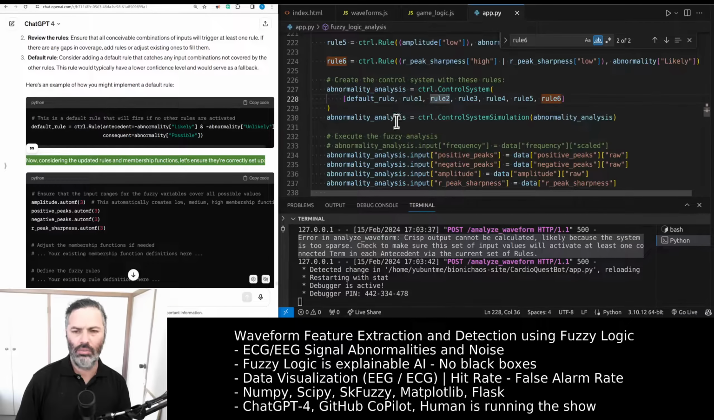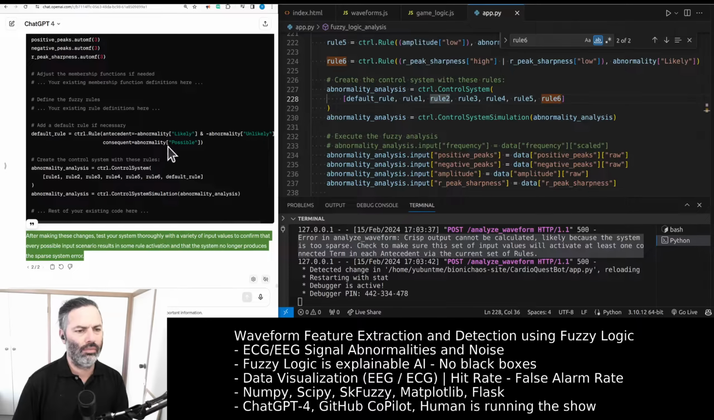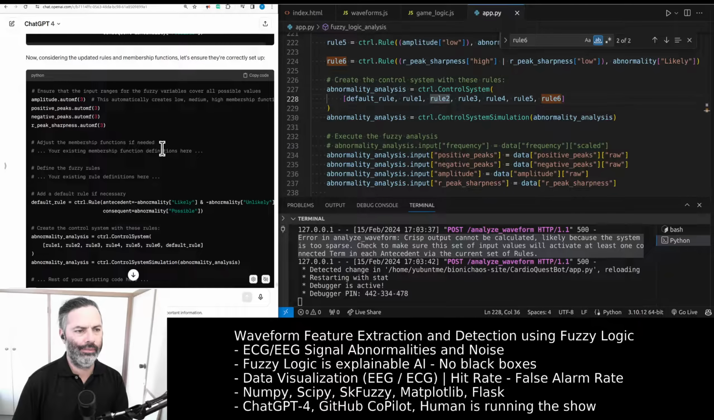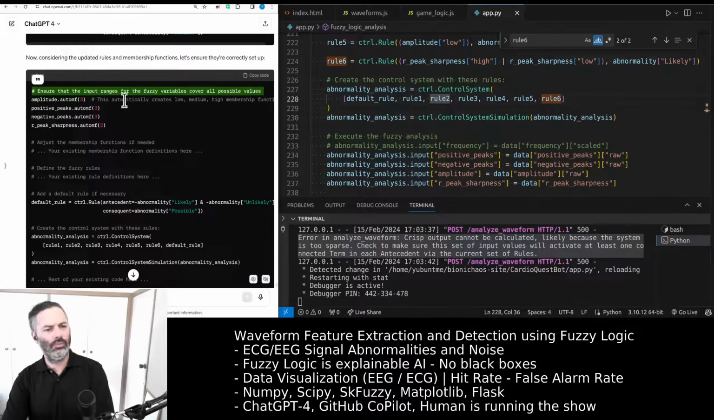Now, considering the updated rules and membership functions, let's ensure they're correctly set up. After making these changes, test your system thoroughly with a variety of input values to confirm that every possible input scenario results in some rule activation and that the system no longer produces the sparse system error. Ensure that the input ranges for the fuzzy variables cover all possible values.